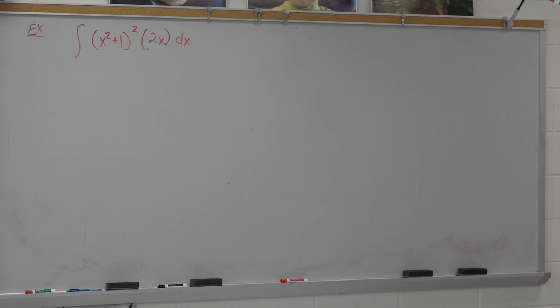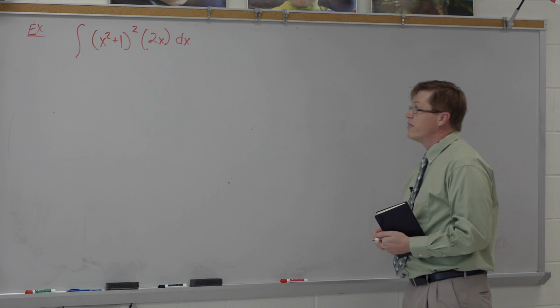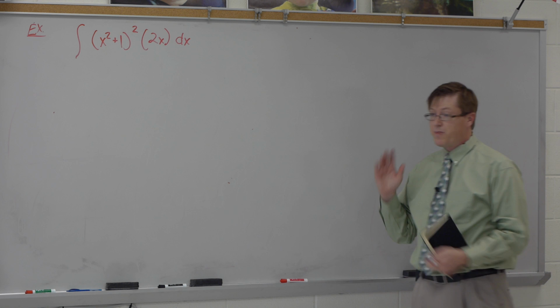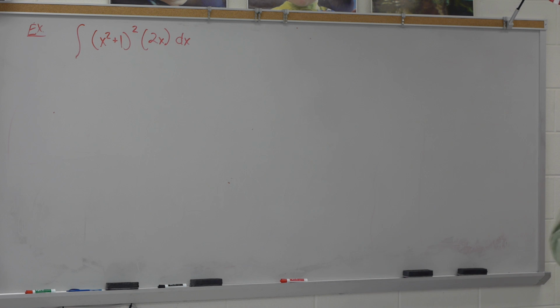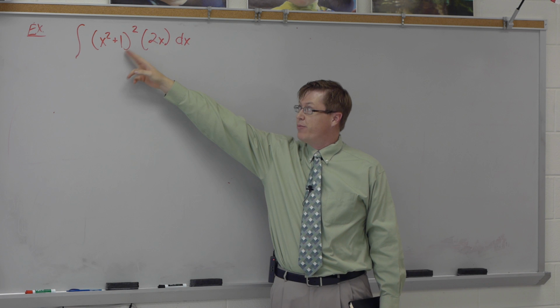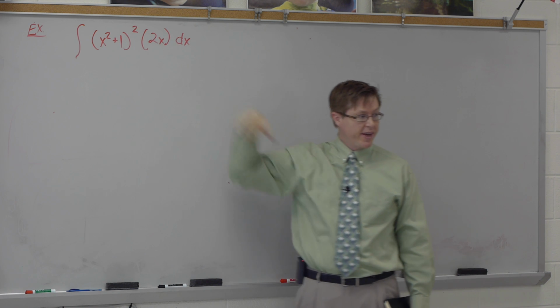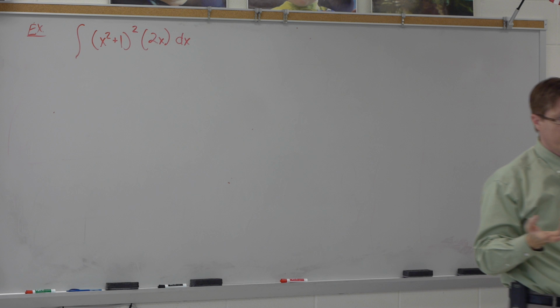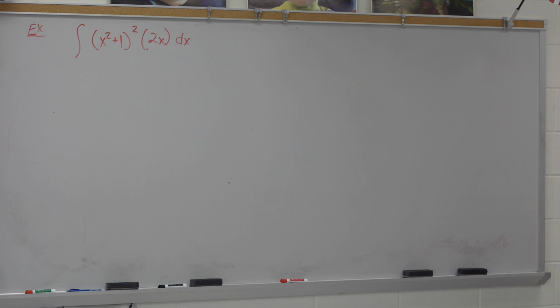Okay, the integral of (x squared plus 1) squared times 2x dx. So just by looking at it, it doesn't look like it's going to be easy to integrate straight. Now, based on last week, you could actually integrate this if you multiplied this out, right? Because if you multiply that out, it turns into a polynomial, and that is easy to integrate. But we can do it now using u-substitution.